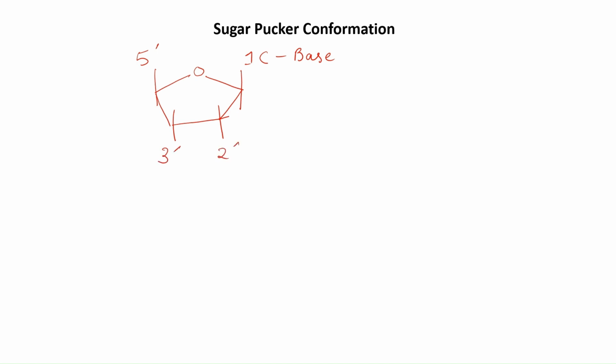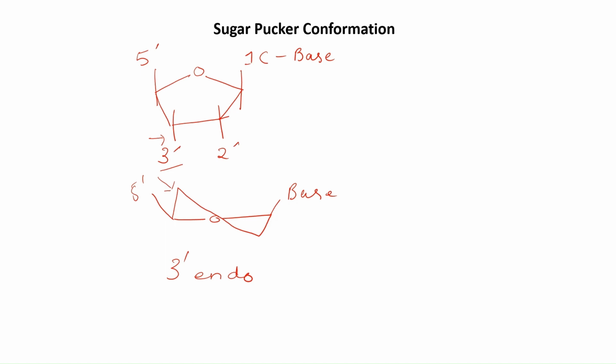In case of sugar-pucker conformation, it can be in one of two forms. If the third position, or the 3' position, is in the direction of the 5' position, for example, this is the 5' position, then this 3' position shifts inside towards the 5' end. So this is known as 3' endo conformation.